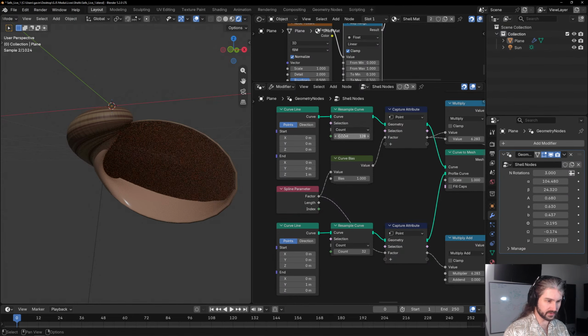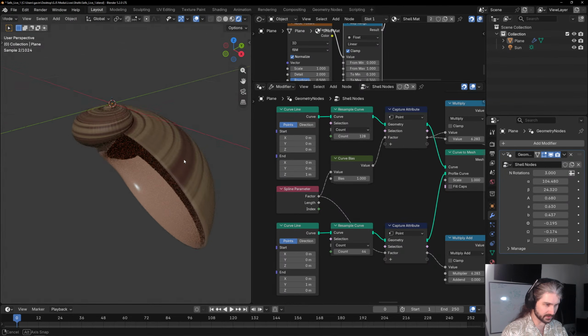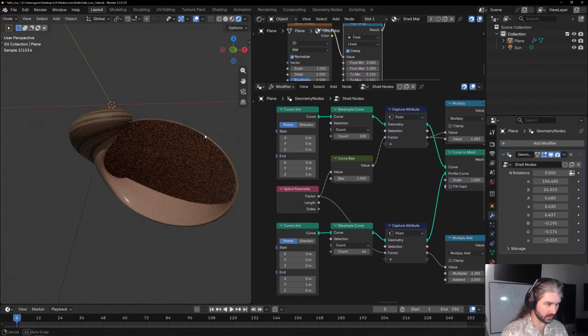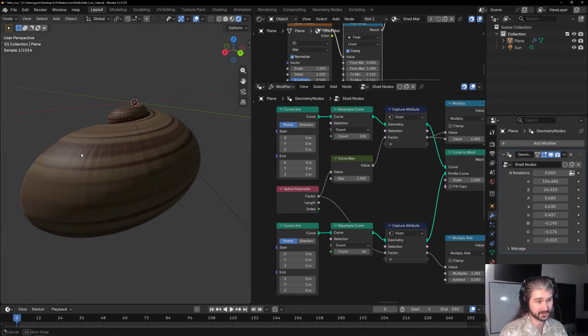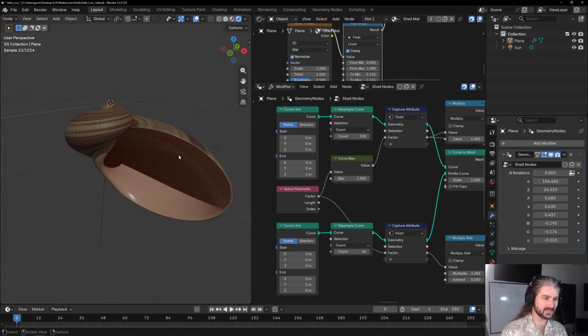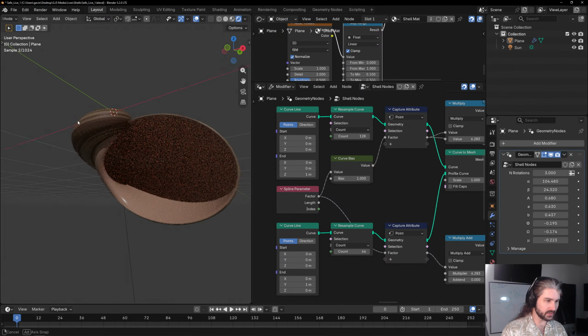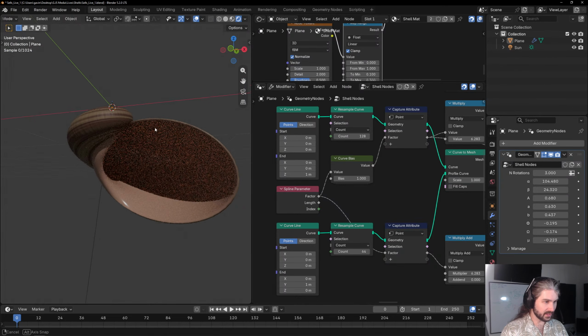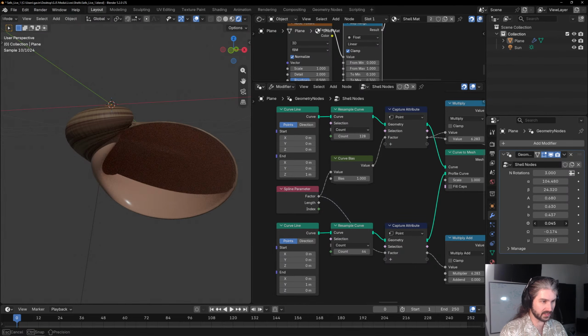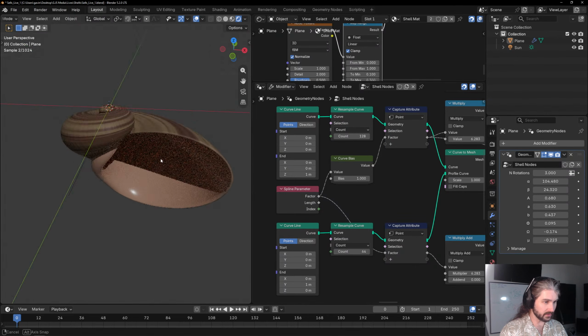I'm also going to increase the number of subdivisions, just because it's bothering me that I can see the polygons around the edge here. But okay, and that's a snail shell. I don't know what else you guys would want to see me add to it as far as the material goes, but that is basically everything, and we can adjust it in any which way we want to, really.